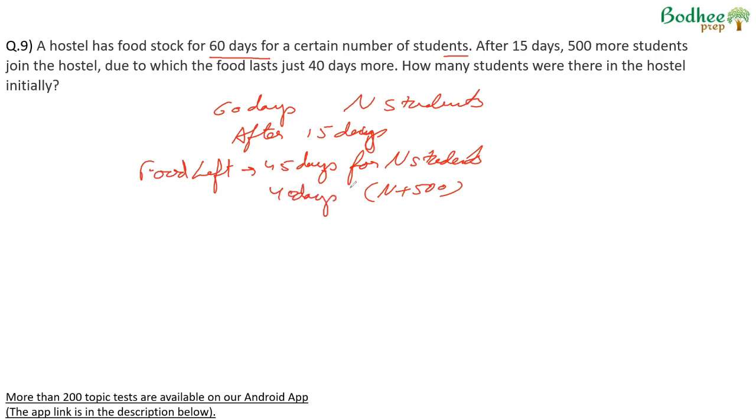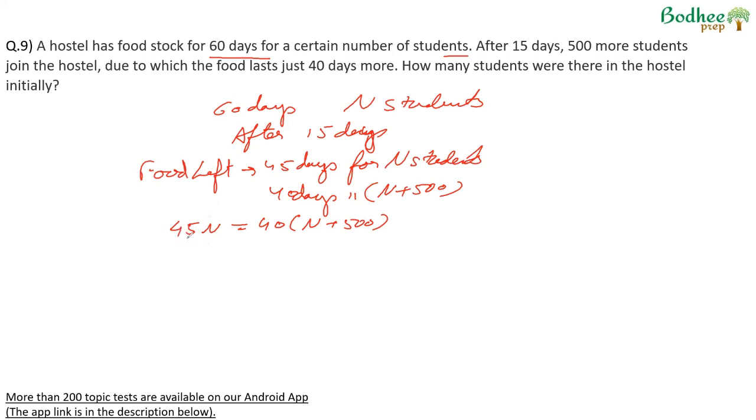We know that the total amount of food is 45 into n, n students consuming for 45 days, or 40 into n plus 500, n plus 500 students consuming for 40 days. From here we can find n.